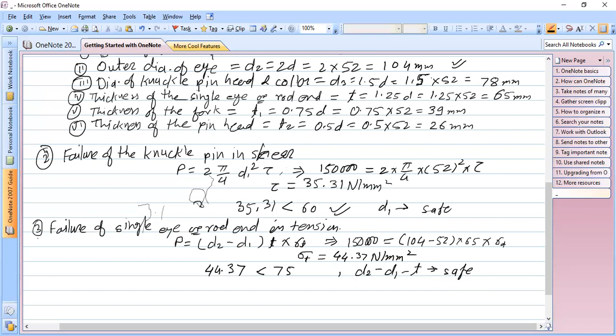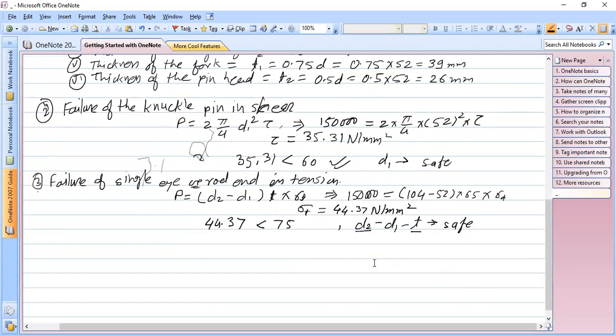But basically we'll go for the T and D2 values only. D1 we already got safe earlier. So from here we can say our D2 value and T value are safe for the further design process. Okay. Now we'll come for the fourth one. The third one, failure in tension, is over. The fourth one is the failure of the single eye or rod end in shear.